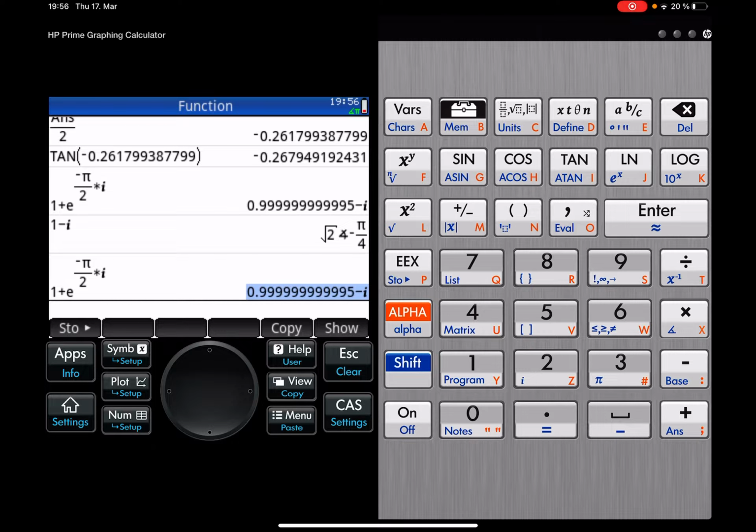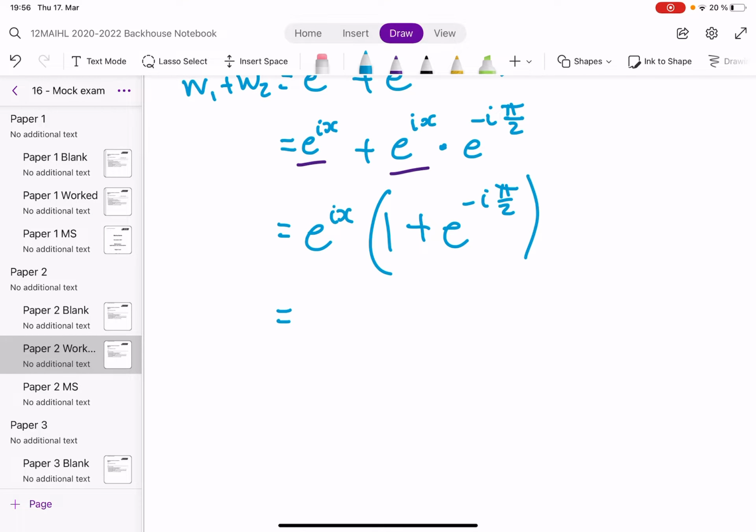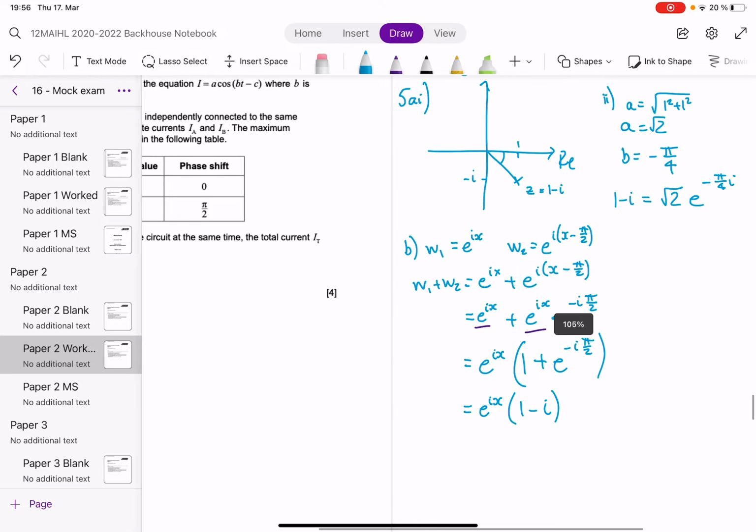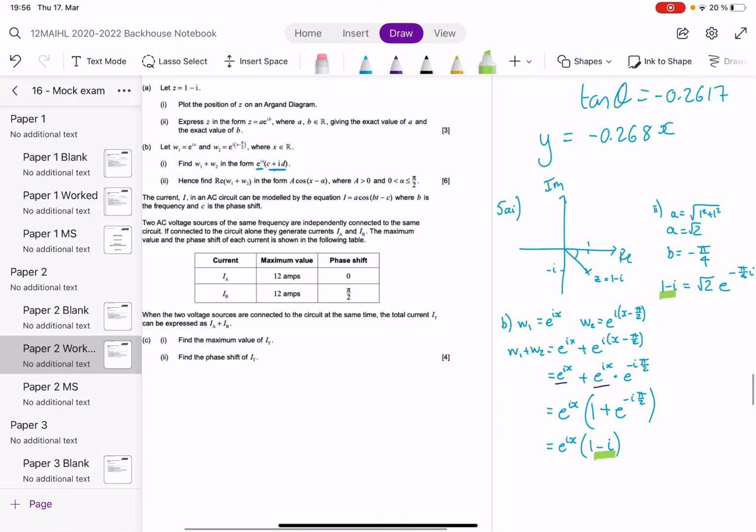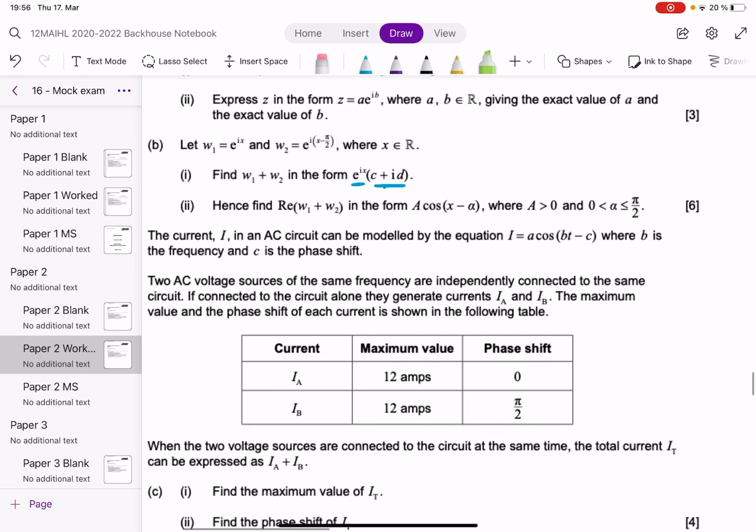I'm going to interpret that first value as 1. So I've got 1 minus i. e to the ix, 1 minus i. Hopefully we're spotting that we've got 1 minus i up here. Probably going to be coming in handy soon. But that was B part 1. Then it says, hence find the real part of W1 plus W2 in the form A cos x minus, I think that's going to be an alpha rather than an A. So that's what we've got to do now. We've got to find the real part of it.